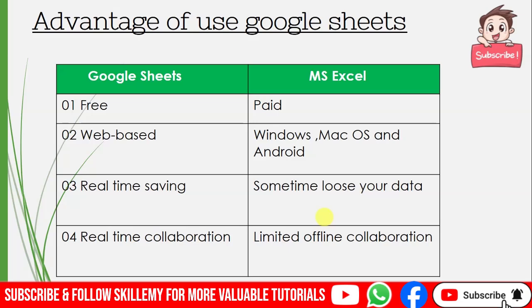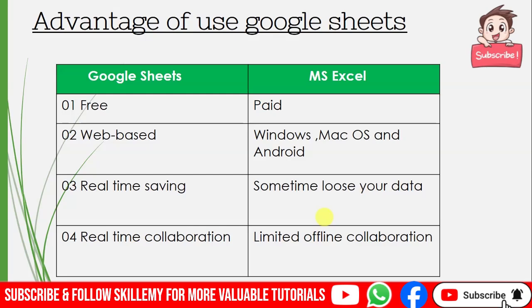Whatever you do, it will save in real time, right? If you suddenly close your Google Sheet, you will not lose your data because this is real-time saving. Whatever action you do, it is automatically saved in real time on the cloud, right? So you will not lose your data if you use Google Sheet. That is the third advantage, real-time saving.